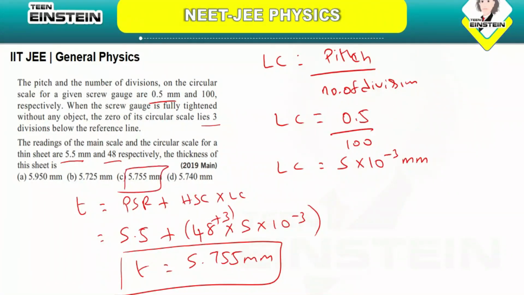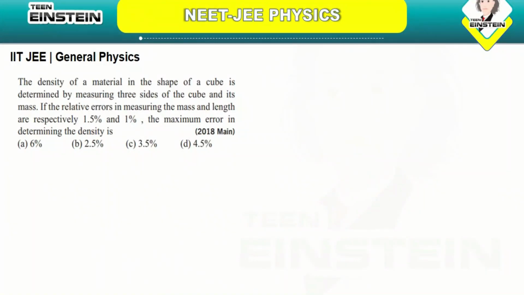So first you find the least count with the help of the pitch value and the number of divisions, and you get it as 5 into 10 power minus 3. Then you find the total reading with the help of the pitch scale reading and head scale coincidence. Here you add plus 3 to the head scale coincidence because there is an error correction, where 3 divisions lie below the reference line. So it is a negative error, and you add it to the final value: 48 plus 3 into 5 into 10 power minus 3, the least count. And you get the T value as 5.755 mm. Let us now move on to the next question.